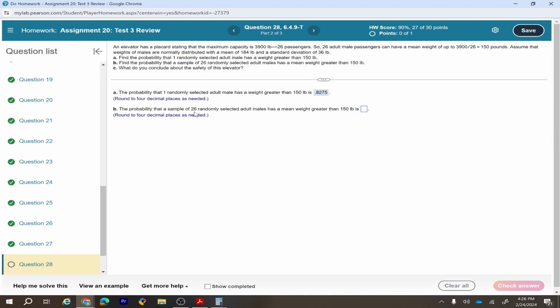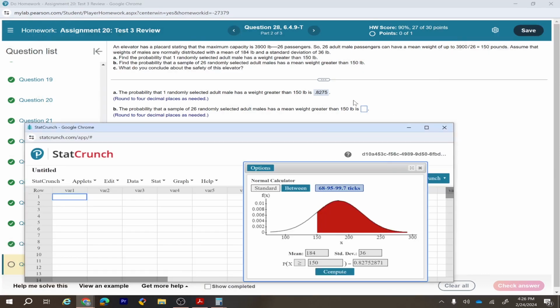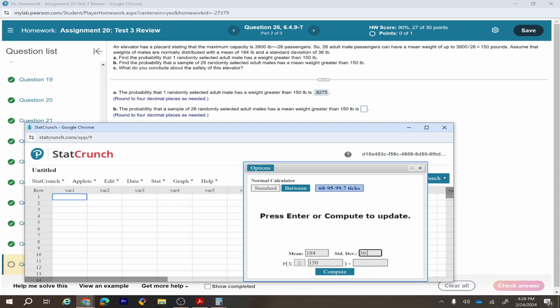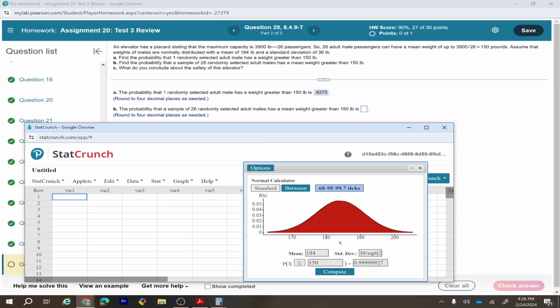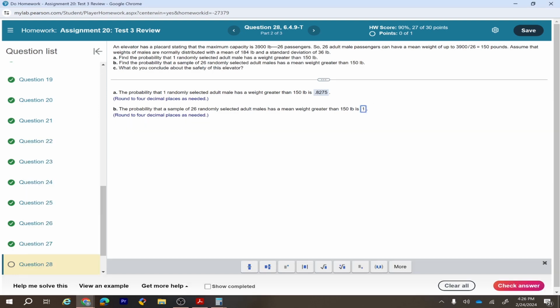Now find the probability that a sample of 26 randomly selected adult males has a mean weight greater than 150 pounds. Keep in mind, since the original population is normally distributed, we can use the central limit theorem here. For that, we just have to divide the standard deviation by the square root of 26, which is how you type SQRT. The probability of the sample mean being greater than 150 is 100% if you round it to 4 decimal places.